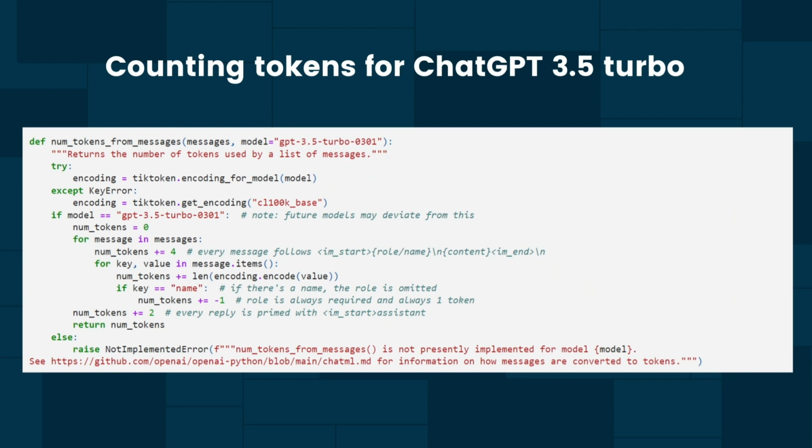Counting tokens for ChatGPT 3.5 Turbo. ChatGPT models like GPT 3.5 Turbo use tokens in the same way as other models, but because of their message-based formatting, it's more difficult to count how many tokens will be used by a conversation. Below is an example function for counting tokens for messages passed to GPT 3.5 Turbo 0301. The exact way that messages are converted into tokens may change from model to model.